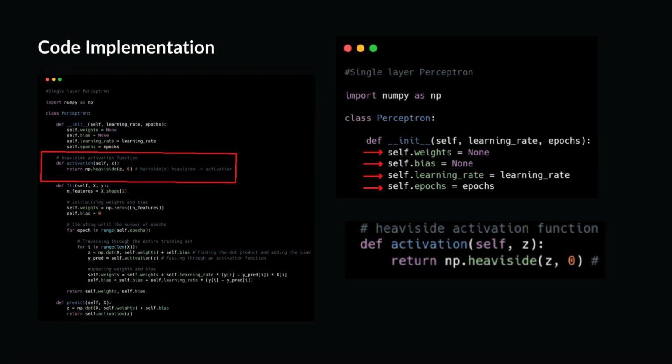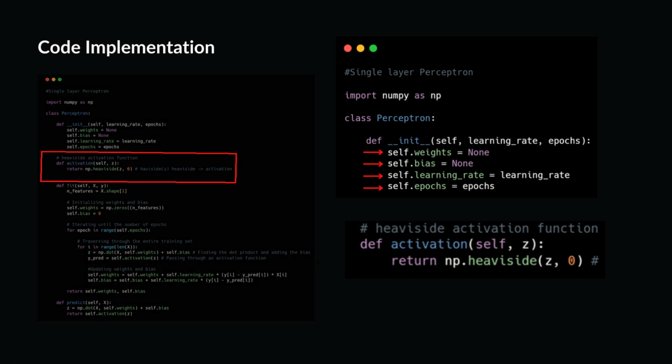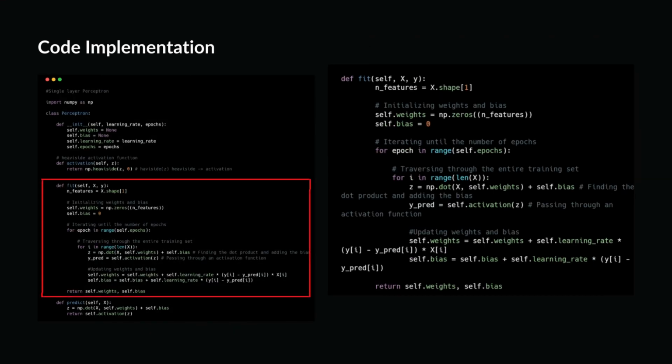This is the code implementation of the Heaviside activation function, which accepts some input z and converts it to a non-linear value. The fit method is where the training begins. It accepts two inputs, x and y, corresponding to the training data and labels. This code is for initializing random weights and bias. The outer loop will go over a range specified as iterations at the top, and then the inner loop traverses through all the values inside the training data.